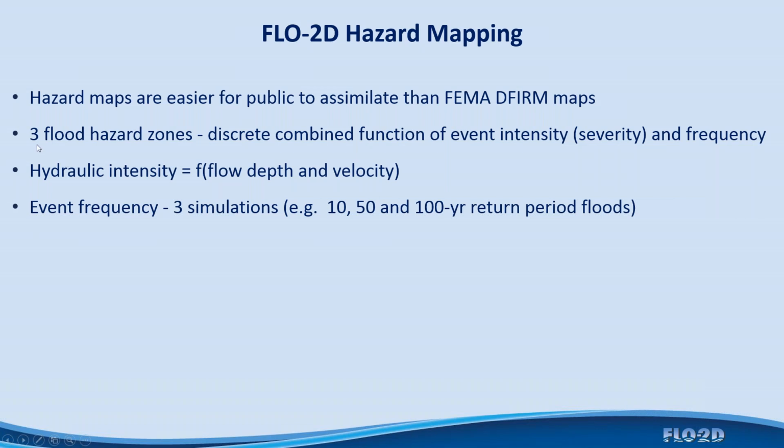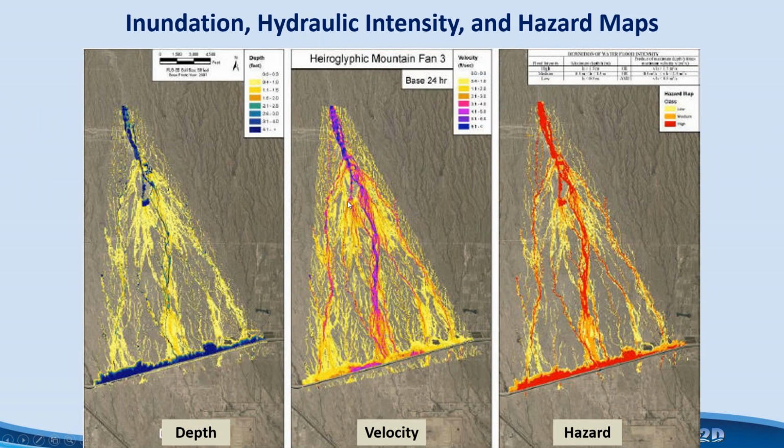So in the case of hazard maps, we have 3 flood hazard zones. These are a combined function of the flood hazard hydraulic intensity, or the severity of the event, and the frequency of the event, although you can do it for just one event. The hydraulic intensity is some function of the flow depth and velocity, and the event frequency, if you want to use it, you need 3 different simulations for 3 different return period events.